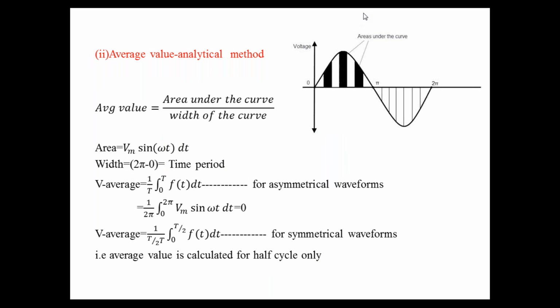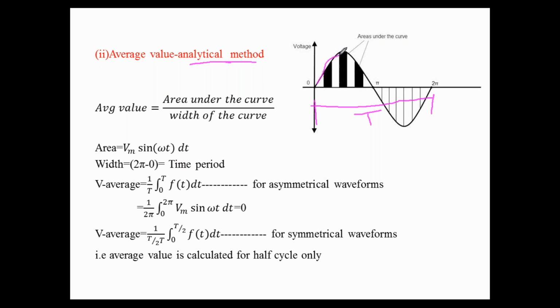The second method of determining the average value of a waveform is the analytical method. You know the basic trigonometric equations. So on the analytical side, this is the formula: area under the curve by width of this curve. This is the width of this curve. The width of this curve can be simply called the time period T also.